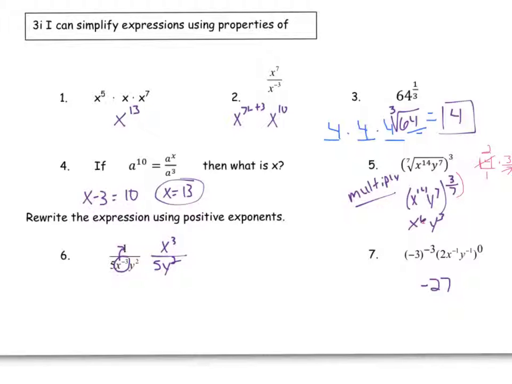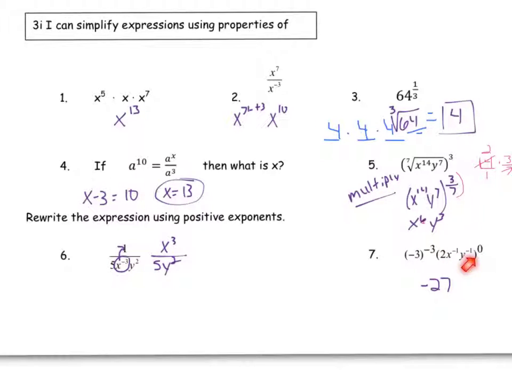6 is testing to see if you remember that the exponent goes with whatever is right in front of it, not everything in front of it, just whatever's right in front of it. So here my x has a negative exponent, so we have to bring that up, but the 5 and the y stays down. And 7, that 0 exponent, 0 goes to everything right in front of it. So since this is in parentheses, it goes to everything.